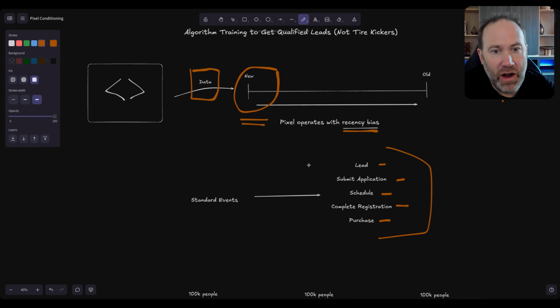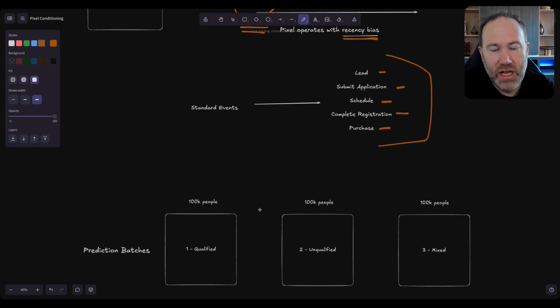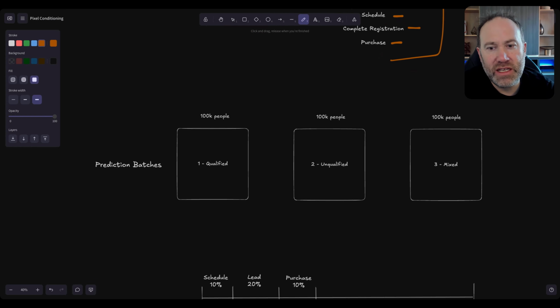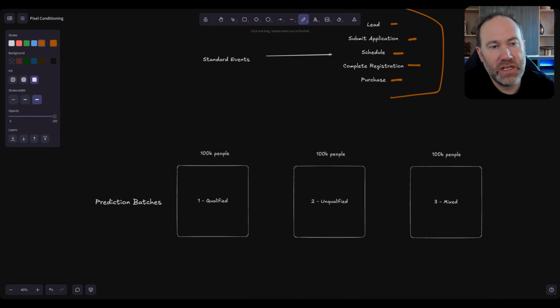So it's trying to figure out who's most likely to give you a lead, a schedule, a complete registration, or a purchase. Now, what it does is it uses that data to create what we call prediction batches, okay? Think of them like buckets of people. So when you launch a campaign and when you tell Facebook what you're optimizing for, it is then going to use any of the data that you've given it around targeting, any of the data it's got historically on its users.